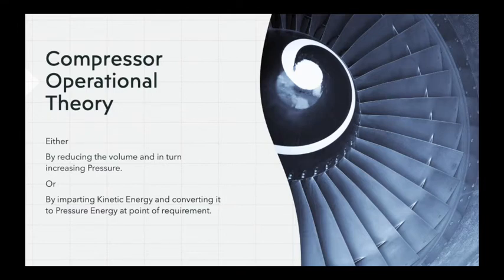So the compressor operation theory is basically about two different ways of compressing a gas particle: one by reducing the volume and increasing the pressure, and the other by imparting kinetic energy and converting it into pressure energy at the place of our requirement.